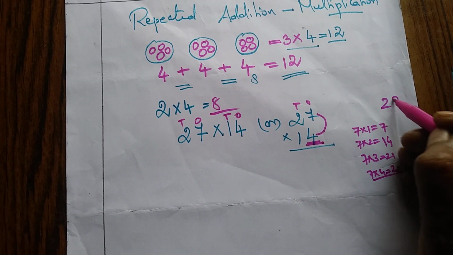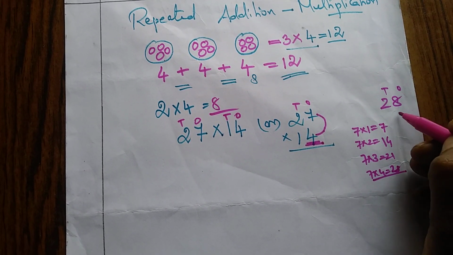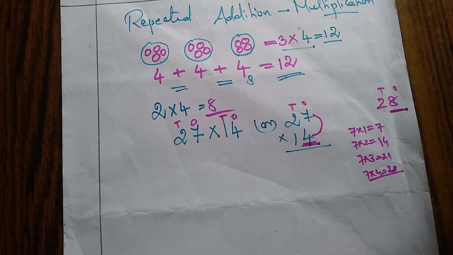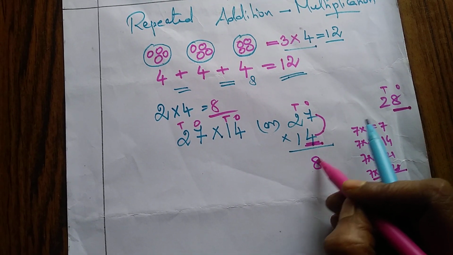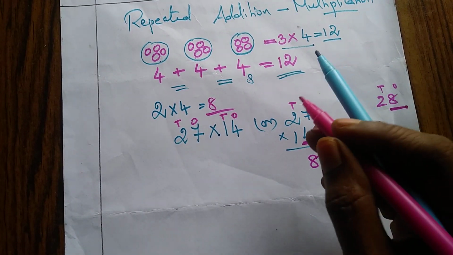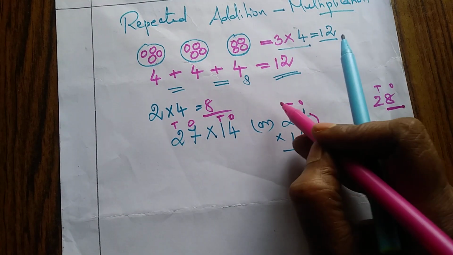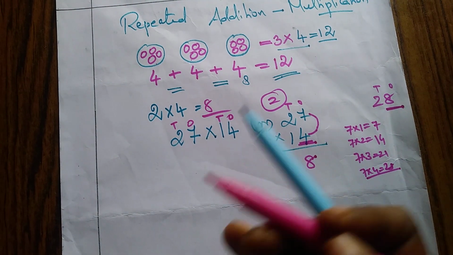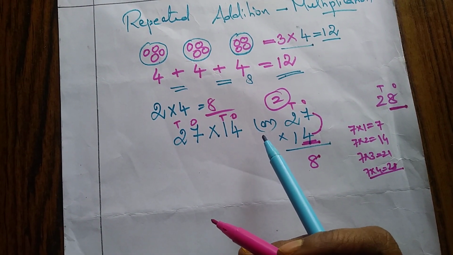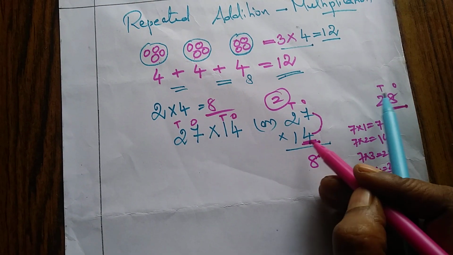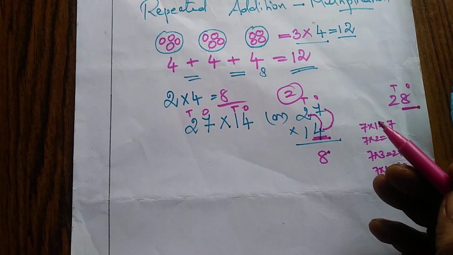So 28, this is ones and this is tens. You are supposed to write only the ones at the bottom. So we are going to write 8 here and the carry over 2 at the top and circle it so that you cannot forget about adding it. Now, again, what is 4 twos?